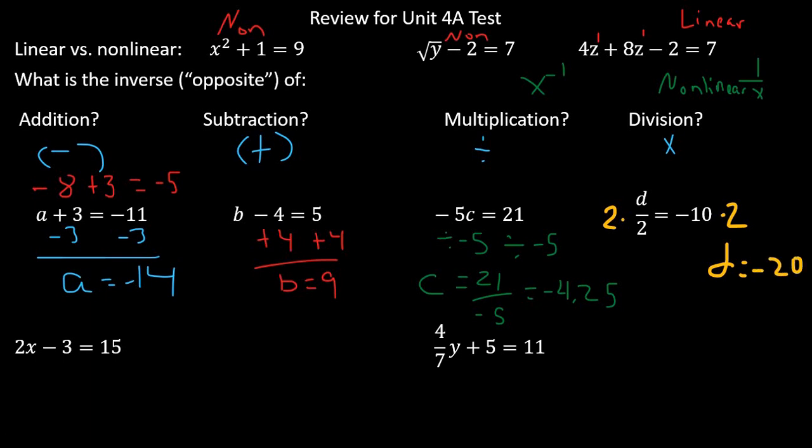So for the next one, we have 2x minus 3 equals 15. Well, we get rid of the stuff that's on the same side of the letter, but not touching it. That's going to be the negative 3. So the opposite of a negative 3 is a positive 3. So we add 3 to both sides. That's going to give us 2x equals 18.